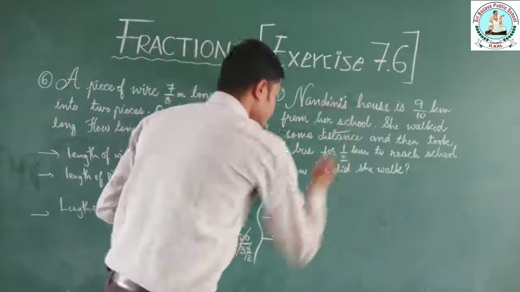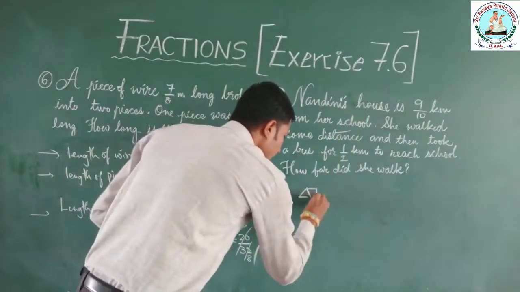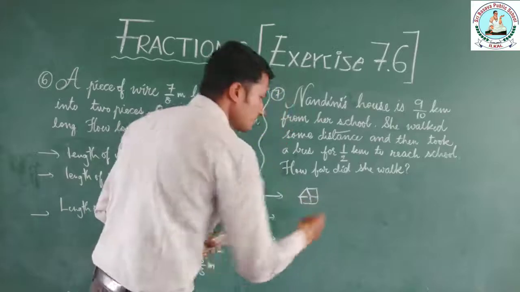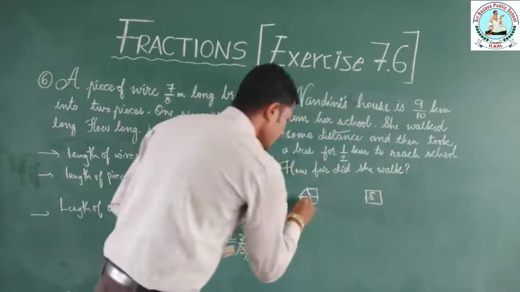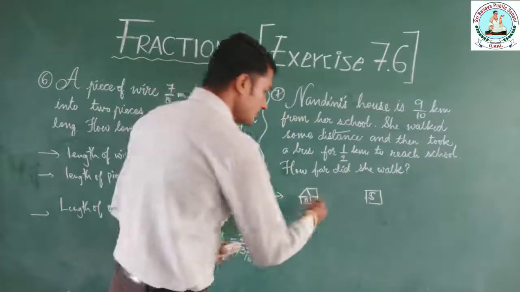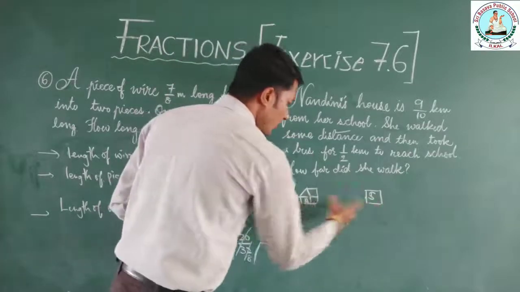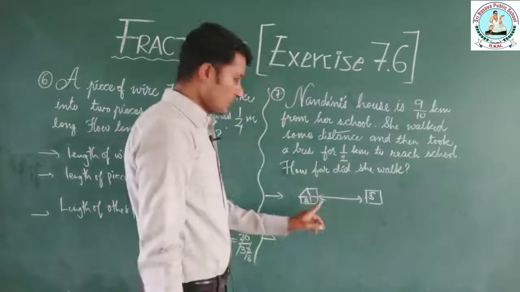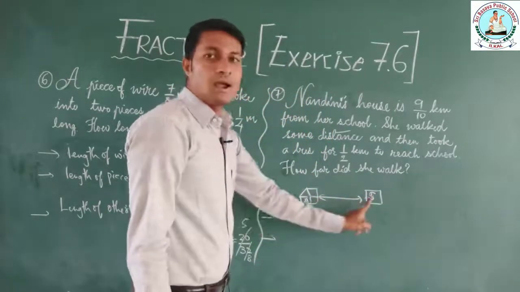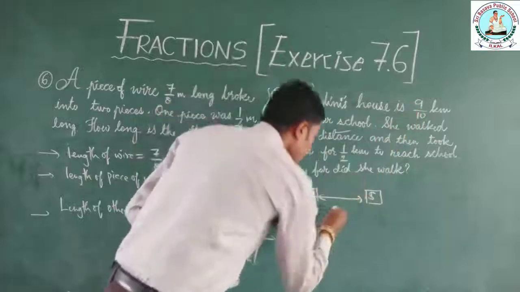Nandini's house is, means this is Nandini's house, right? So this is Nandini's house and there is a school. This is Nandini's school and this is Nandini's house. And the distance between house and school, how much is it? So the total distance between Nandini's house and her school is how much? 9 by 10.